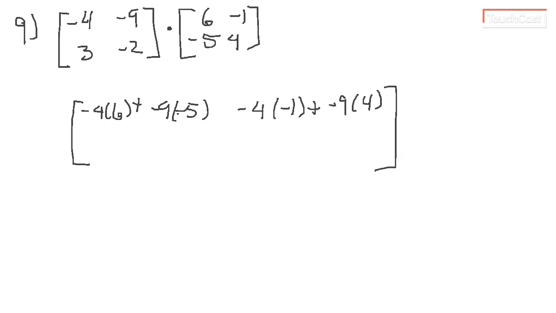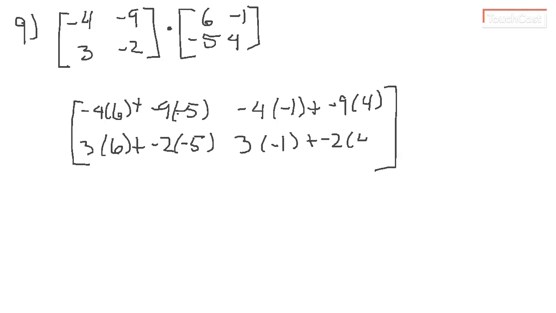And then we move on to the second row. We're going to have 3 times 6 plus -2 times -5. And then the second row, second element is going to be 3 times -1 plus -2 times 4. And then we can do the multiplying and adding.